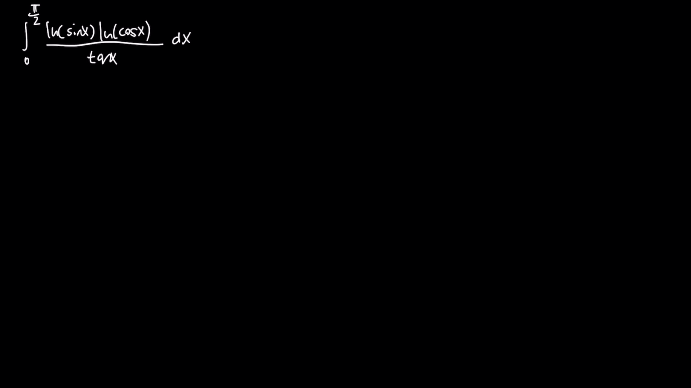Today we'll be doing the integral from 0 to pi over 2 of the natural log of the sine of x times the natural log of the cosine of x divided by the tangent of x dx. To start off, we can rewrite this integral as the integral from 0 to pi over 2 of the natural log of the sine of x times the natural log of the cosine of x, and one of our tangents is the cotangent of x dx.